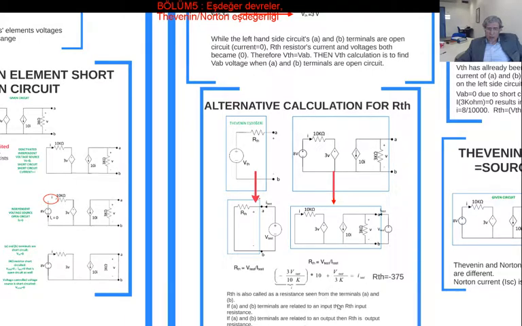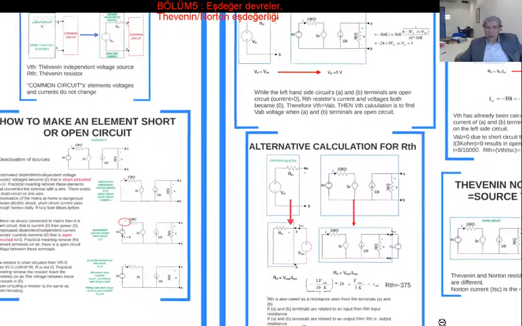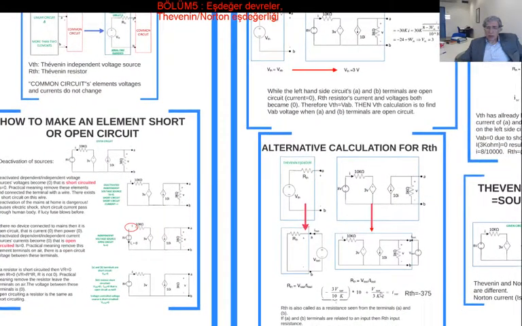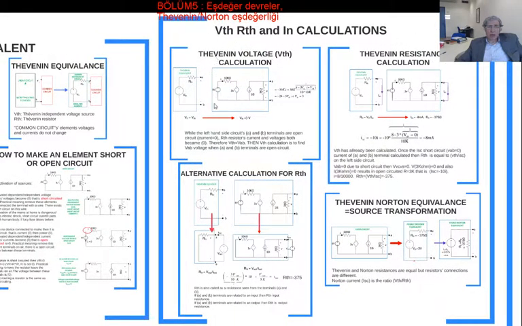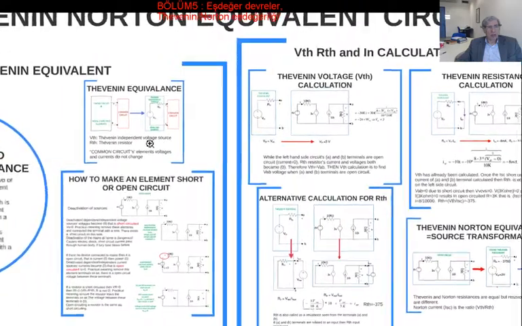So what we said is outlined here. See this calculation frame here. We have calculated VTH, which is the Thevenin independent voltage source voltage, and we calculated RTH, the Thevenin resistor, by using two different methods, and we found the Thevenin equivalent circuit. Because VTH is calculated and RTH is calculated, you can remove all these 5 elements and put those 2 elements. Nothing would change in the rest of the circuit.